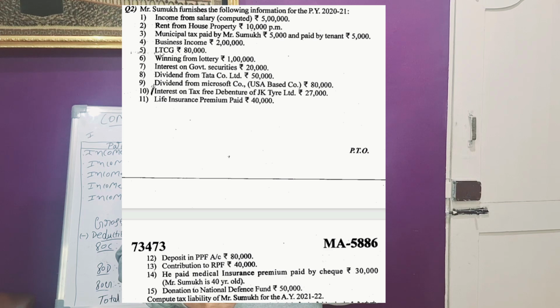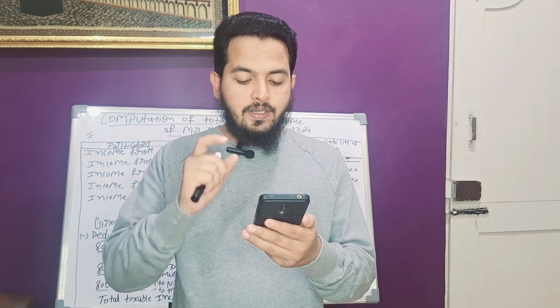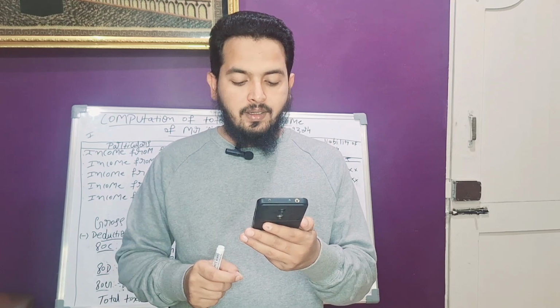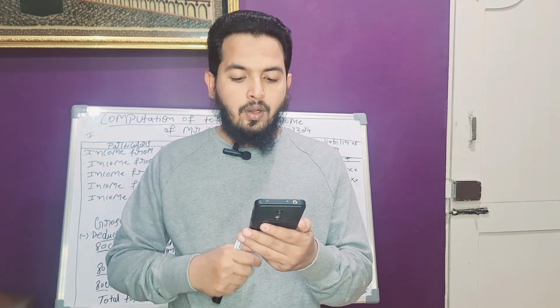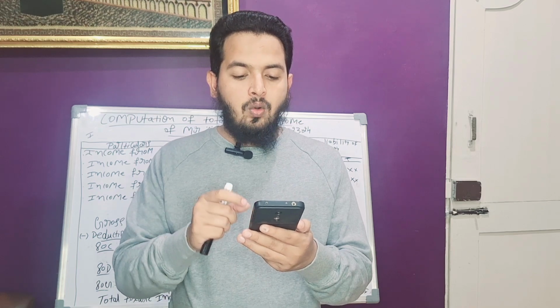Then after that, the next point is donation to National Defence Fund rupees 50,000, it will come under 80G. So compute tax liability of Mr. Sumuk for the assessment year 21-22. Now take a screenshot of this question and now I am going to discuss the answer.